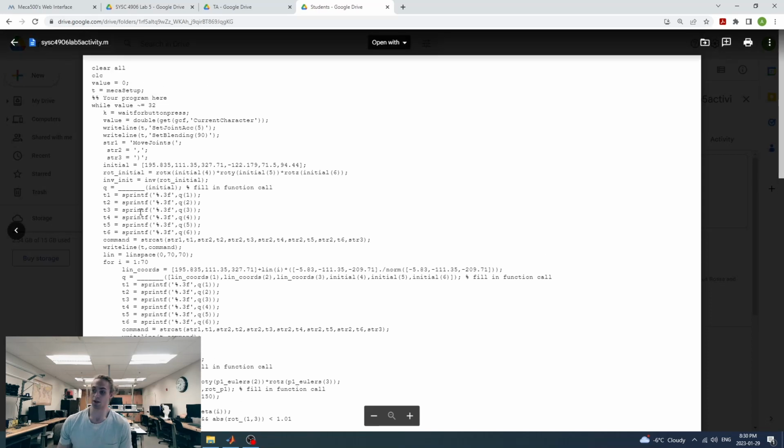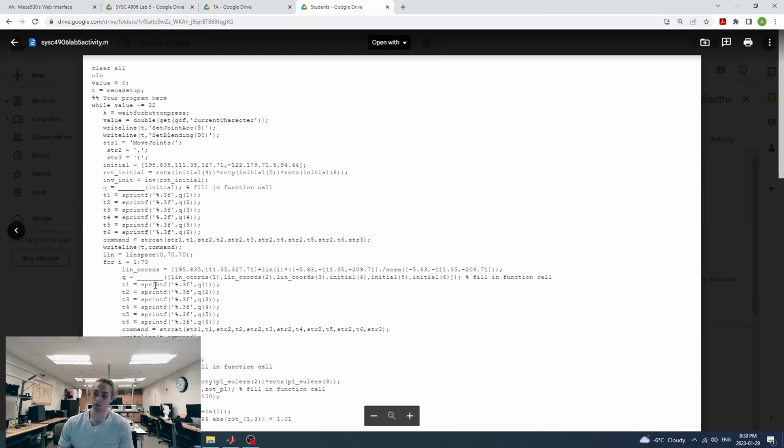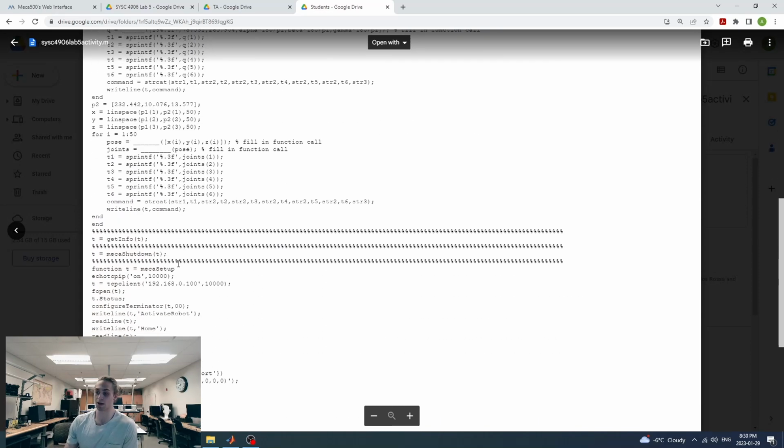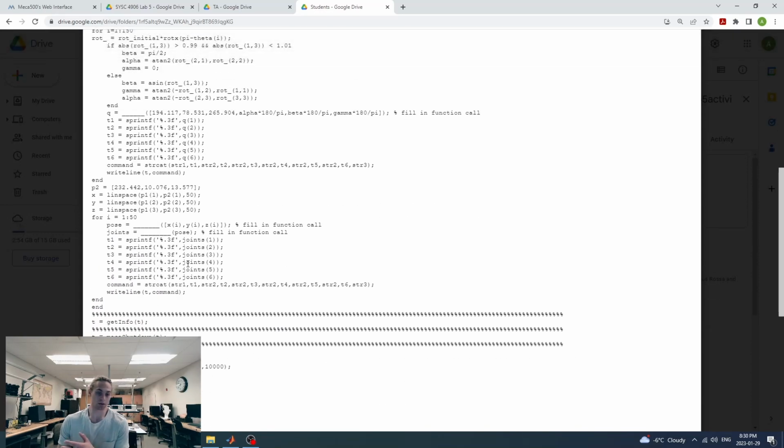So yeah, you guys have made some helper functions. They're called static rotation and lab 5 Eulers. You'll be looking at calling either of those two functions or the actual inverse kinematic script for each of these blanks. And if you've done it correctly, I'll come over and check it out, and then you guys can run it, and it should do the exact same thing that you saw me run earlier.